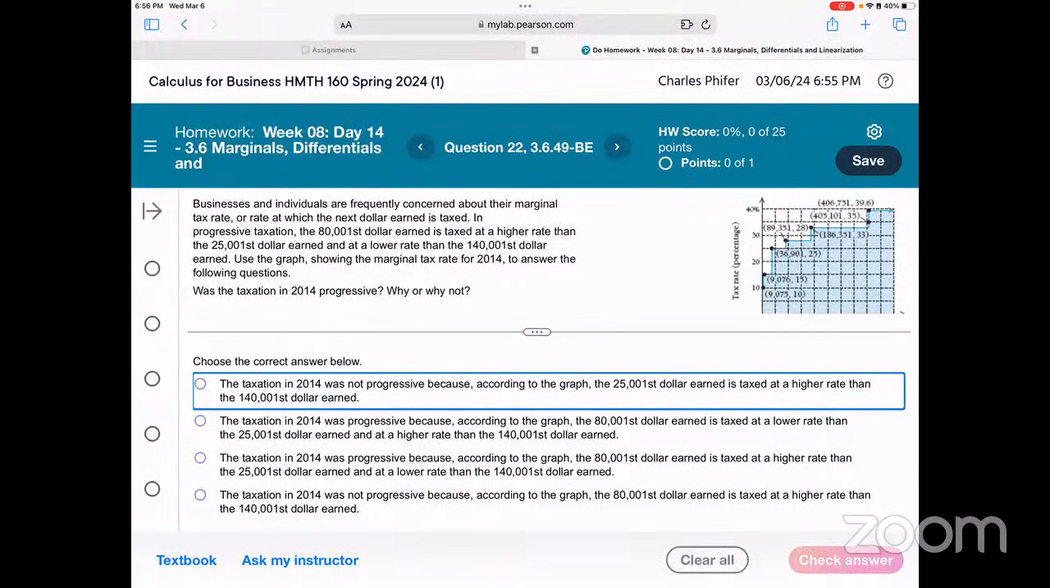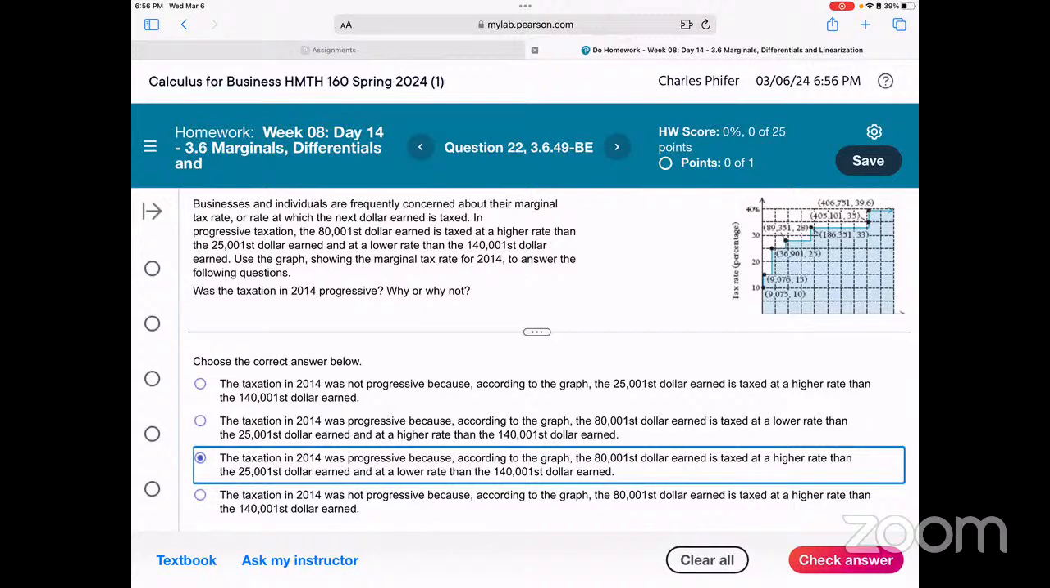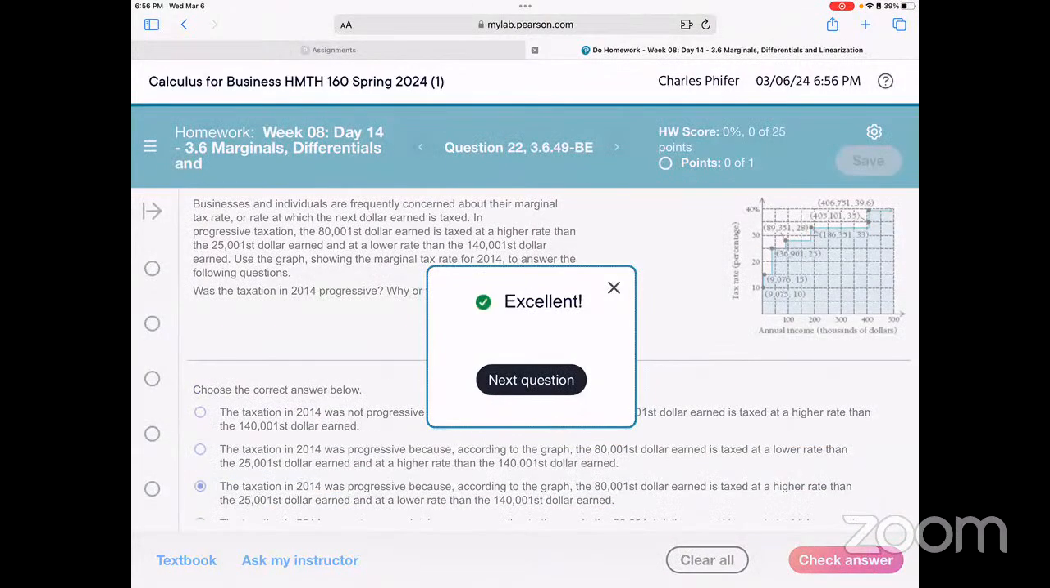In 2014, the taxation was progressive because the 80,000 first is higher than the 25,000 first dollar earned and lower, right? It matches. So I'm just gonna go with C. I'm just matching what it said. That was it? Okay. We got time for one more.